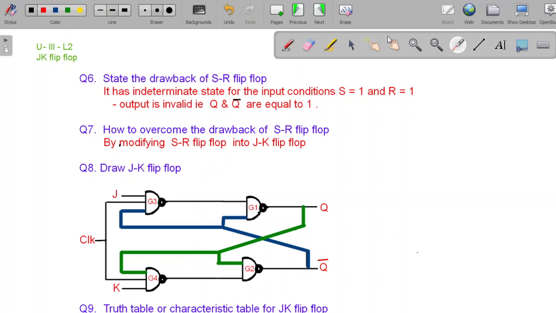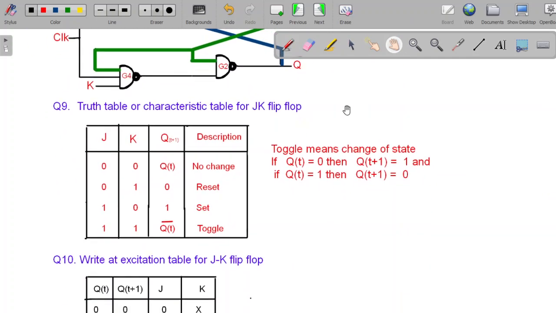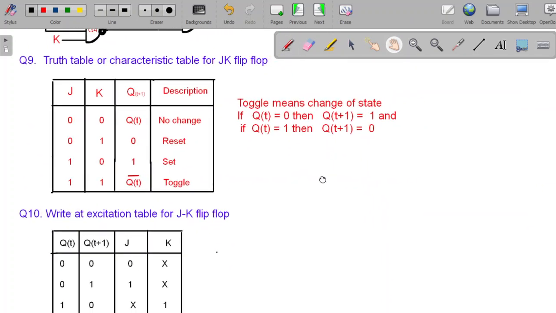The next one is: write the truth table or the characteristic table of JK flip-flop. This is nothing but the input-output conditions. For JK equal to 00, Q of t plus 1 is Q of t; that is called the no change condition. For 01, the output is 0, the next state is 0; that is the reset condition. For 10, the inputs are 1 and 0, then the output is 1; that is called the set condition. For 11 we have Q of t bar, the complement of Q of t; the previous state is complemented. That means we have the toggle condition.